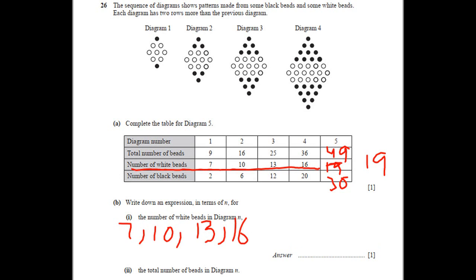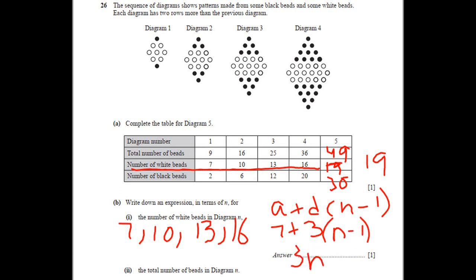So this is first level common difference. The difference is 3. So I'll use the formula a plus d(n minus 1). A is the first term, 7, plus d is the common difference, 3 times (n minus 1). Simplified, this will be 3n plus 4.